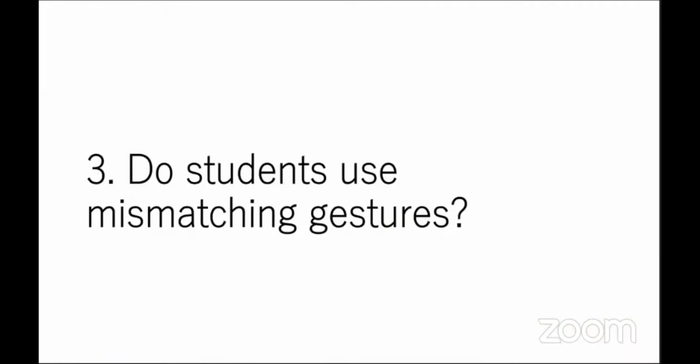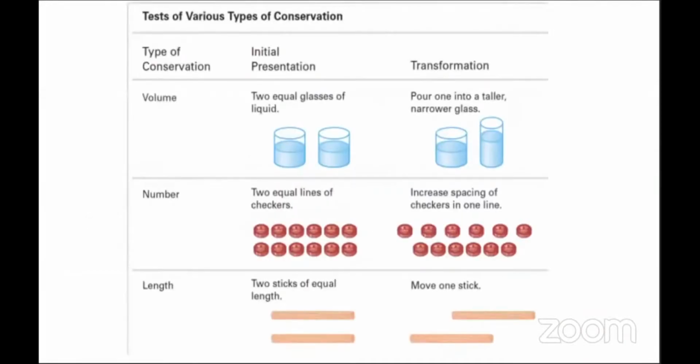All right, moving on to students. How about students using mismatching gestures? Here is the notion of conservation. I'm sure you know this. So amount of water in the two glasses of the same shape is the same, as you know. And even if we pour one of them into a different container of different shape, we know that the amount of water will be kept the same, right? The same thing can be said for numbers and also the lengths.